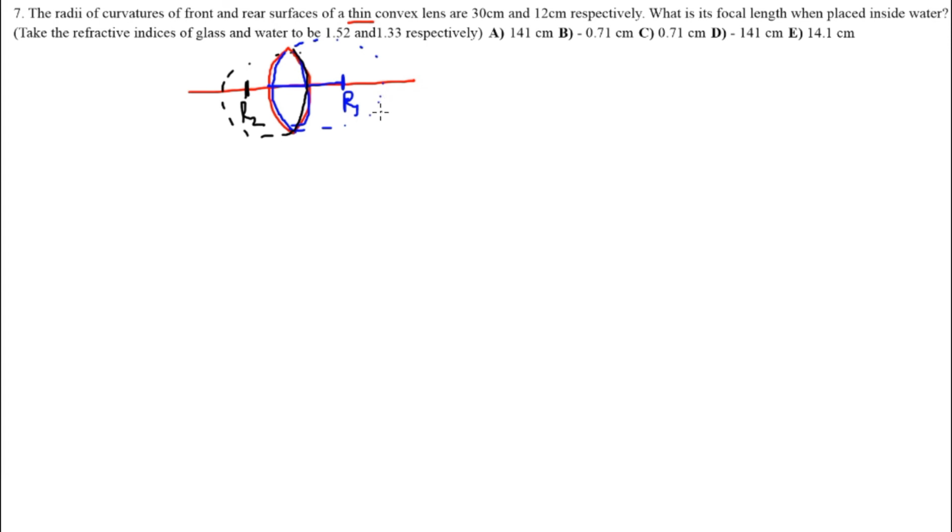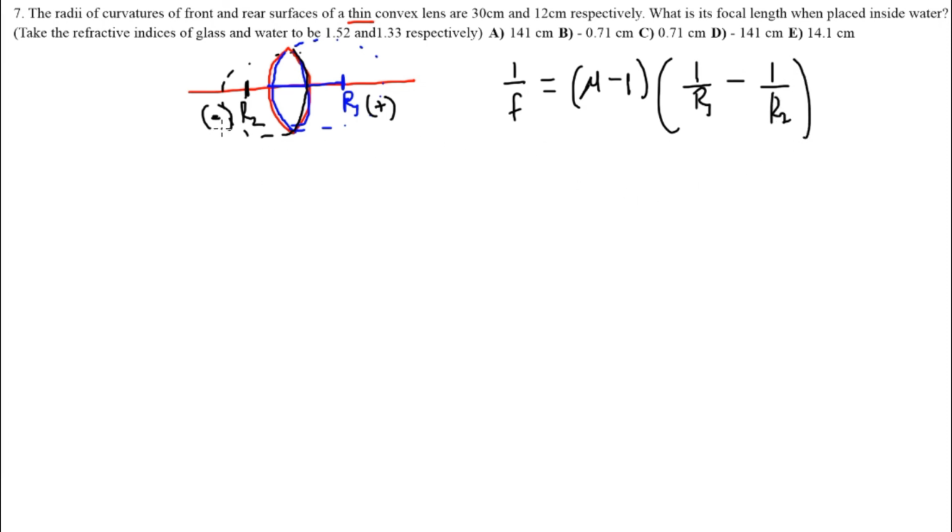The radius of curvature of the first one is always given as positive, and if this is given as positive, the other one on the other side should be given as negative. All right, that is for a convex lens. One of the equations that I will use to solve this is called the lens maker equation, which is given as 1 over f equal to refractive index minus 1 into 1 over r1 minus 1 over r2. But now if I substitute this negative value, I'll have something of this nature.